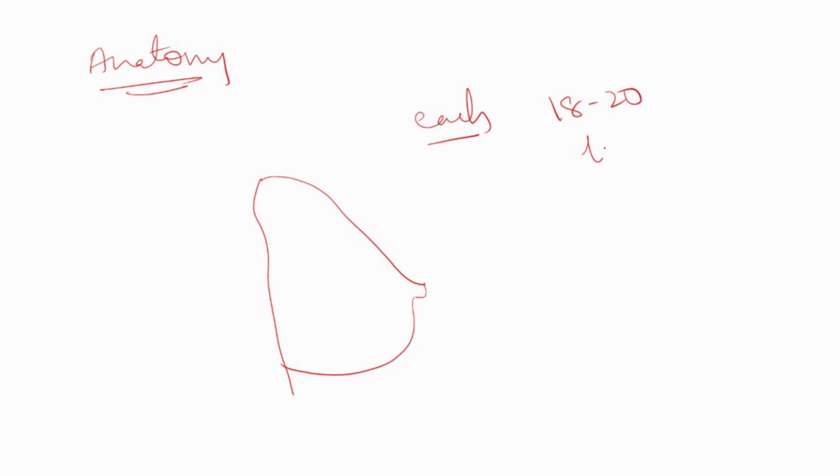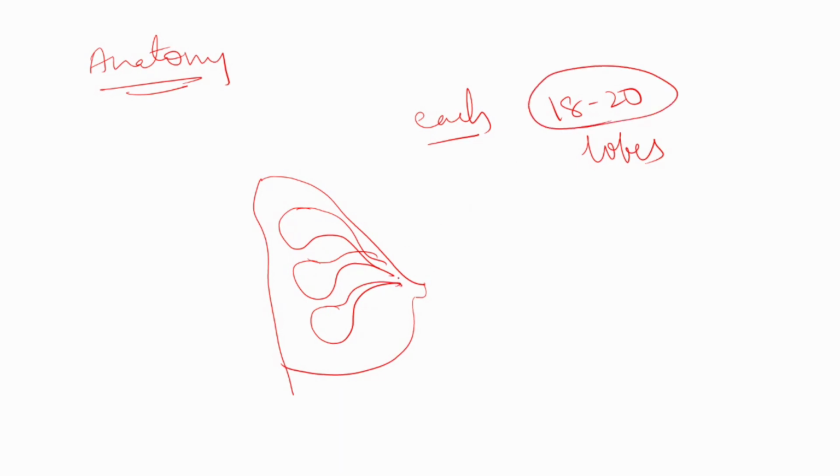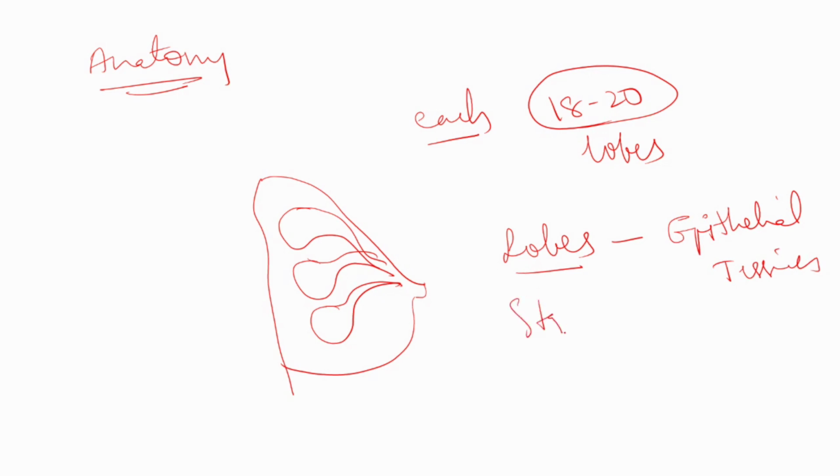anatomy of the breast. See, just imagine this is a breast. Okay. So each breast has approximately 18 to 20 lobes. Just imagine this is one lobe, this is another lobe. Like this, we have 18 to 20 lobes. So each breast is divided into lobes. Actually, these lobes are epithelial tissues. And in between these lobes, we have connective tissue, which is also called stroma. Stroma area. Okay, stromal tissue.